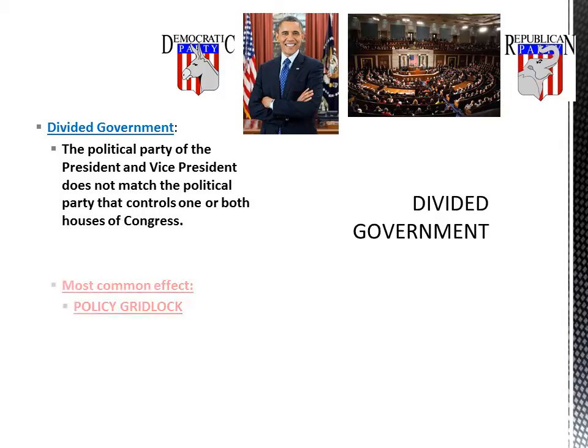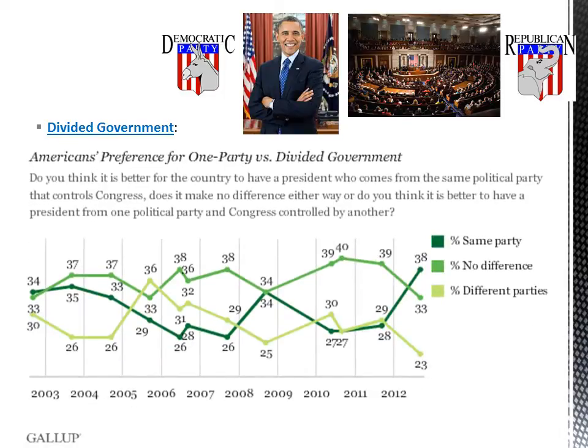The most common effect of this is what we call policy gridlock, as it becomes difficult to get policies passed through both branches since they have philosophical and ideological differences. When asked about it, most Americans do say that they would prefer having one party control both branches. However, their electoral behaviors have tended to lead to divided government throughout much of our history, as dissatisfaction with the job of the president has led many people to vote for the other party, traditionally in most midterm elections.